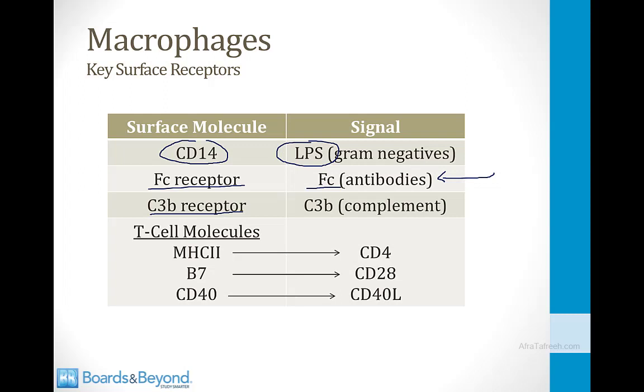is found. And then finally, there are three molecules that allow macrophages to interact with T cells. First, there's MHC class II, which binds to CD4 on T cells. B7 binds to CD28 on T cells, and CD40 binds to the CD40 ligand, and I talk about all of these structures in the module on T cells.